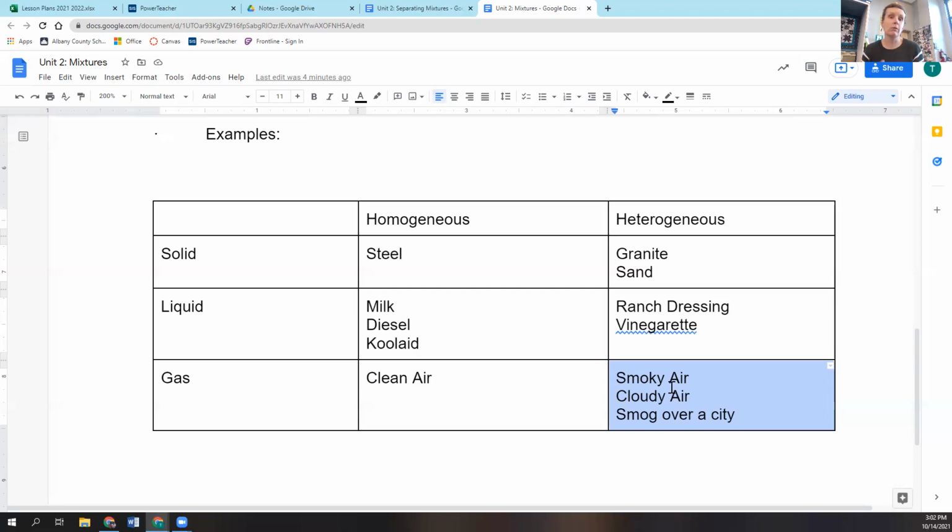Or smog over a city. When you're driving to Denver, especially in the wintertime, you might notice that there's a brown cloud over the city of Denver, and that's heterogeneous. If you take that huge sample of the air over Denver, you're going to see that that's heterogeneous.